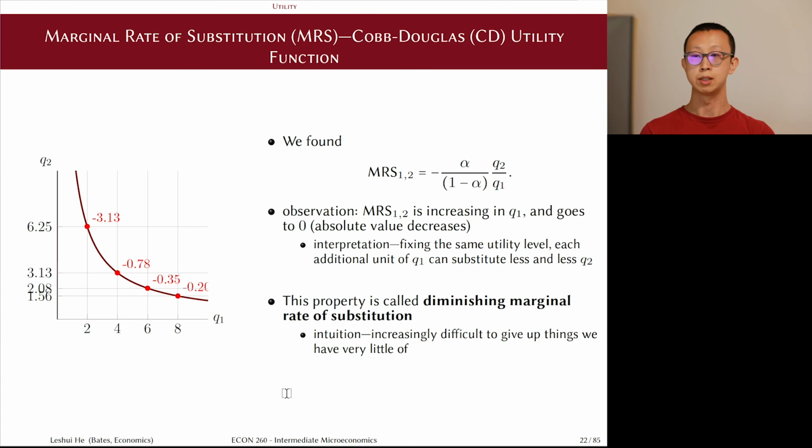And again, the intuition is simply that it becomes increasingly difficult to give up things that we have very little of. If we look at a numerical example of a very particular Cobb-Douglas utility function, these numerical values show the marginal rate of substitution along the same indifference curve. And what you see is that the values keep decreasing in absolute value because it's becoming increasingly difficult to replace good 2 by good 1 as we slide down the indifference curve.